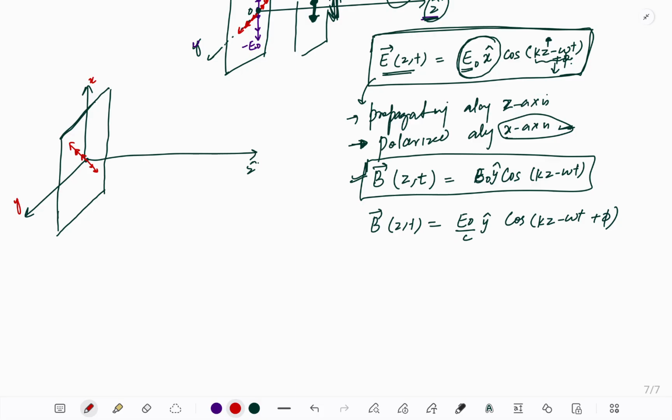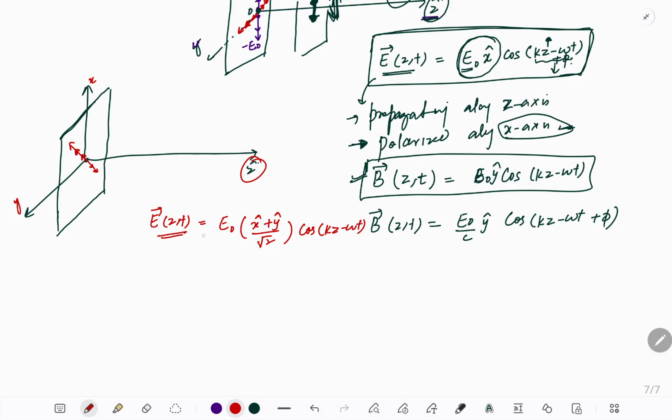Okay, that's a very important point. It traces a line, and it has to be perpendicular to this thing. One of the examples is E of z, t. It is propagating along the z direction, and let me write this: E naught (x cap plus y cap) divided by root 2, then cos of kz minus omega t.